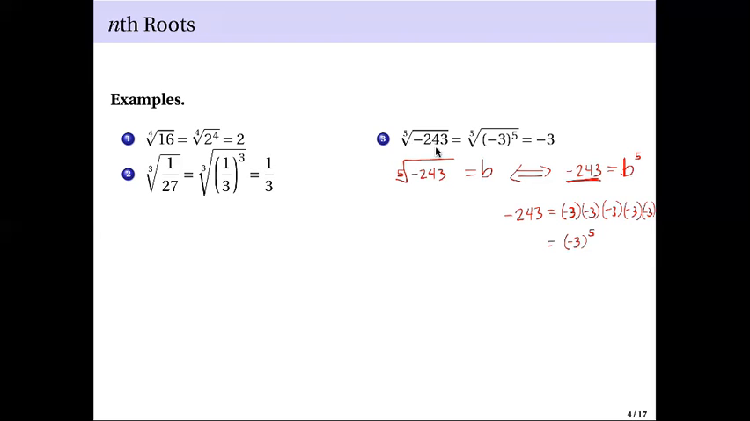And if we write it this way, we have the fifth root of negative 243 is equal to the fifth root of negative 3 to the power 5. And this is now equal to negative 3.